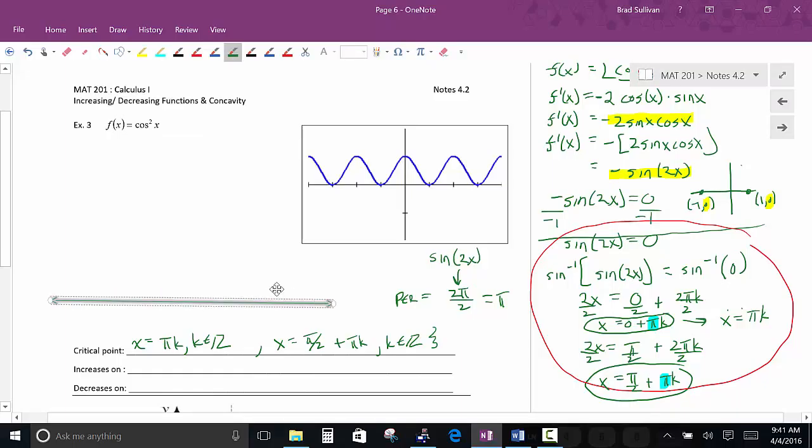I may have been looking at the derivative the wrong way. So basically our test points: we're going to break this up into 0, pi over 2, like we did before, and then all the way up to pi. Okay, so that's all we need to know on this.